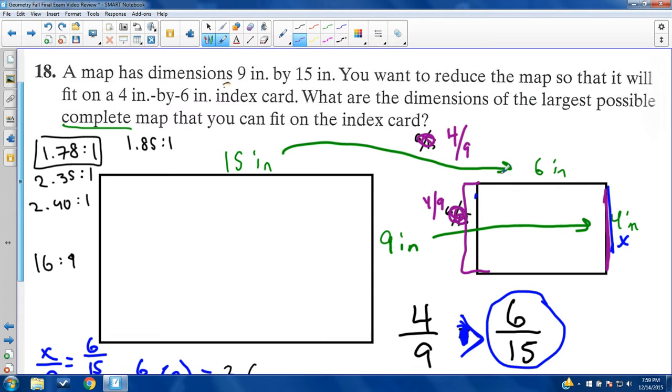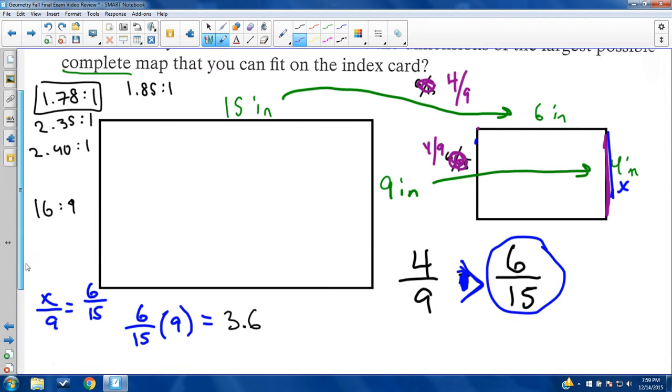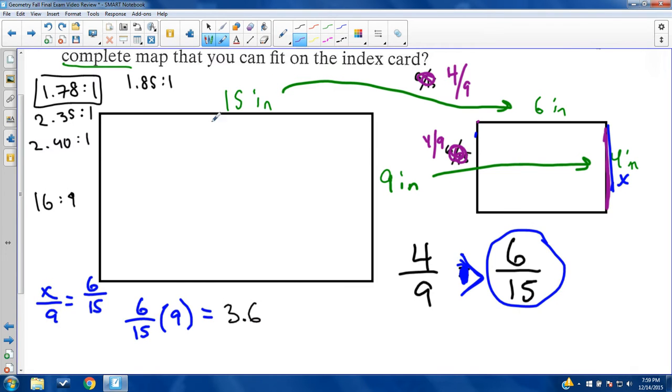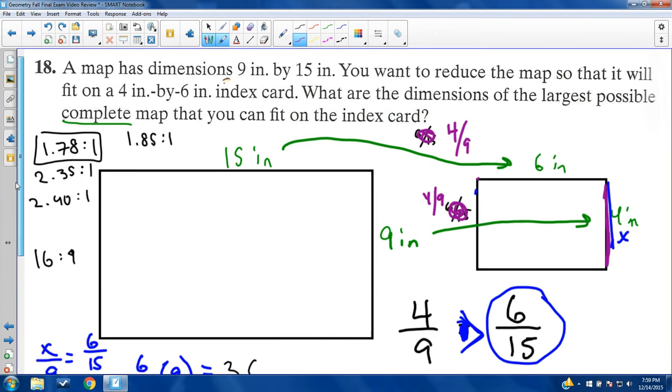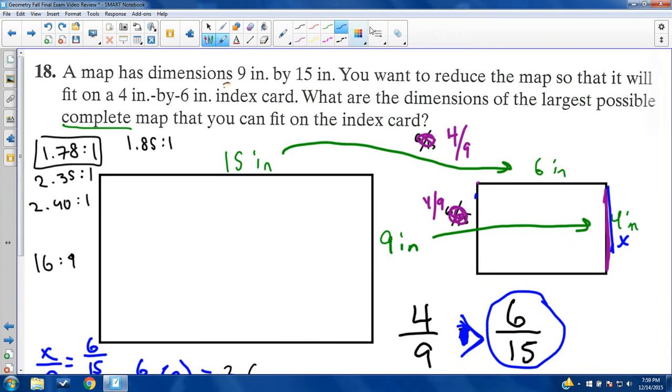So that's the issue. You have to pick the smaller one because it's got to fit on there. So you've got to compare the two and decide, okay, which one gives you a smaller amount. Choose that one, because that's what will make both of them fit. So that's the idea behind that one. I was going to ask any questions, but then I realized I wouldn't get an answer from you guys. So that's number 18.